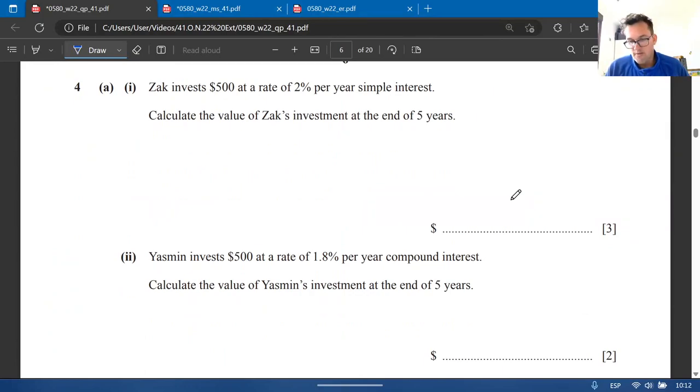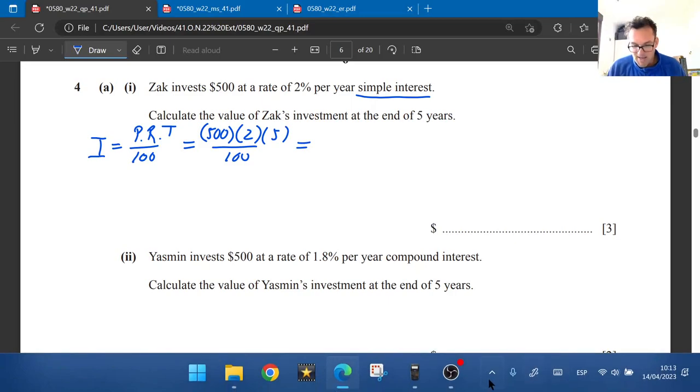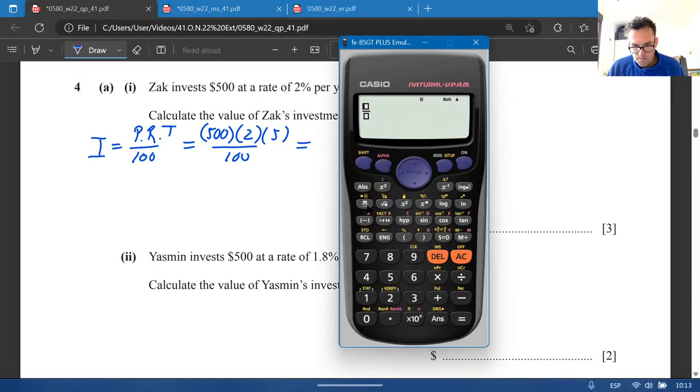Talking about Zach investing money at simple interest. So remember the formula for simple interest. The interest, this is important, the I, is the principal, the money you start with, times the rate, times the time, divided by 100. That's the formula. So invest 500, that's the principal, the money invested at the beginning. The rate is 2%, and it does it for 5 years, divide that by 100, and we will get the interest. So let's do that.